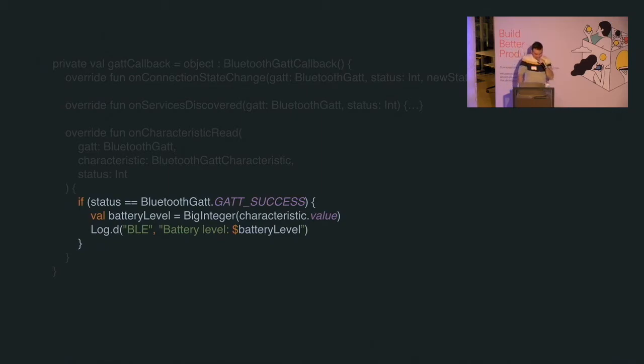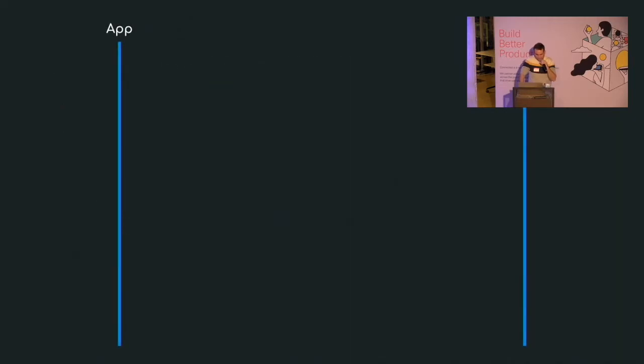And then we can, after all this whole crazy callback chaining, do something useful with that. Right now, what I'm doing is just logging. But say you want to show that on your UI. So to recap, this is all the dynamics of the communication between our app and the Android framework and the Bluetooth stack and the actual Bluetooth device you're talking to.